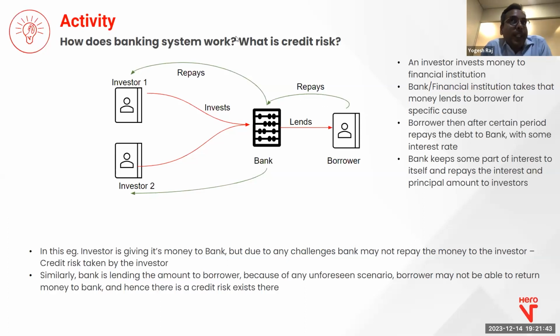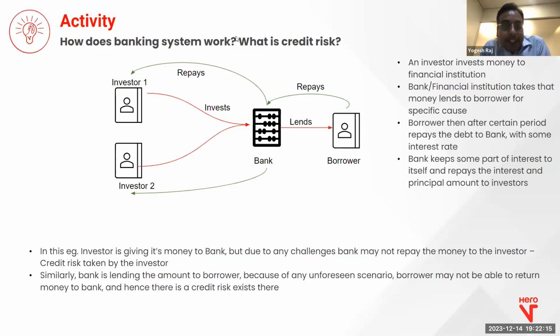So when you open any kind of savings account with the bank, you are in a way investing your money in the bank, and that makes you an investor. There are different kinds of investors. Me and you are called retail investors, but there are many institutional investors as well who invest in such banks. So basically, banks are getting money from different kinds of investors, either retail or institutional.